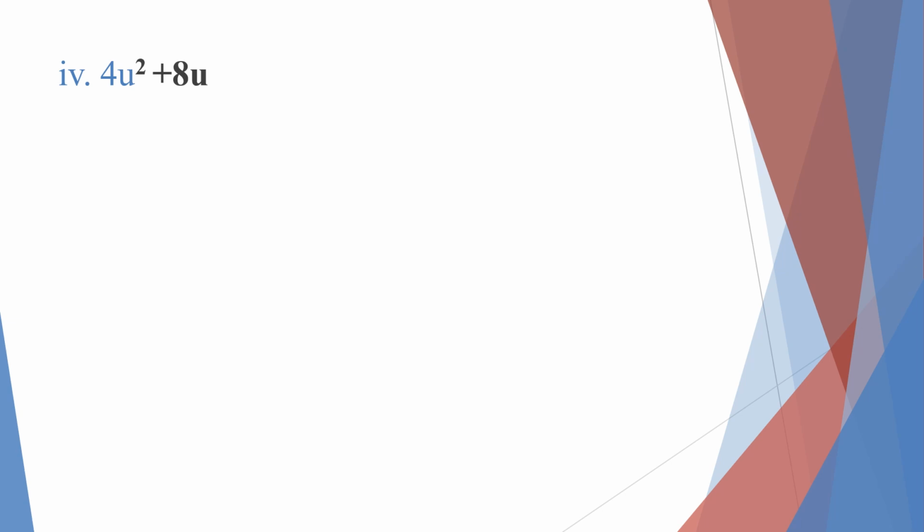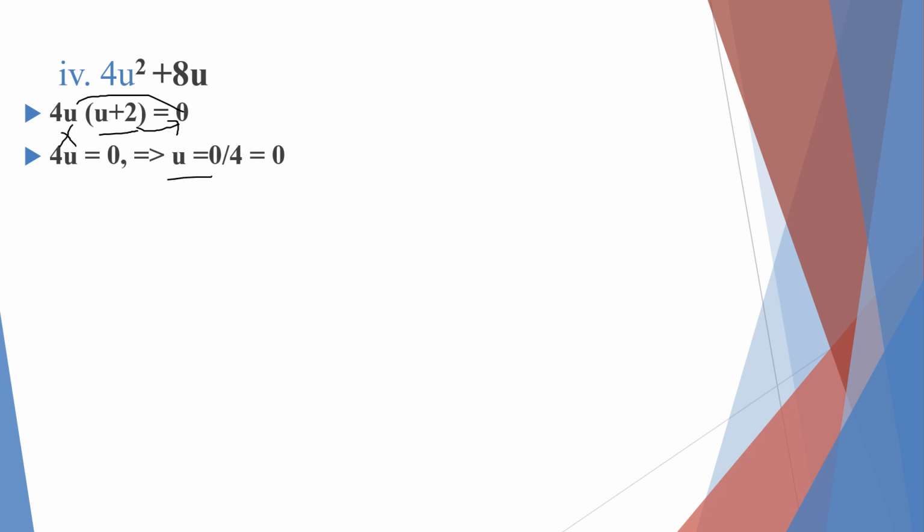4u square plus 8u. Here we are going to take, so which term is common outside? Here 4u is common outside. So after taking it, the terms remaining are u and u plus 2. Now we are going to equate each term to zero. So when you equate 4u equal to 0, we are getting u equal to 0, since it is in multiplication, divided by 4, we are getting it as 0. And then u plus 2 equal to 0, u equal to minus 2.